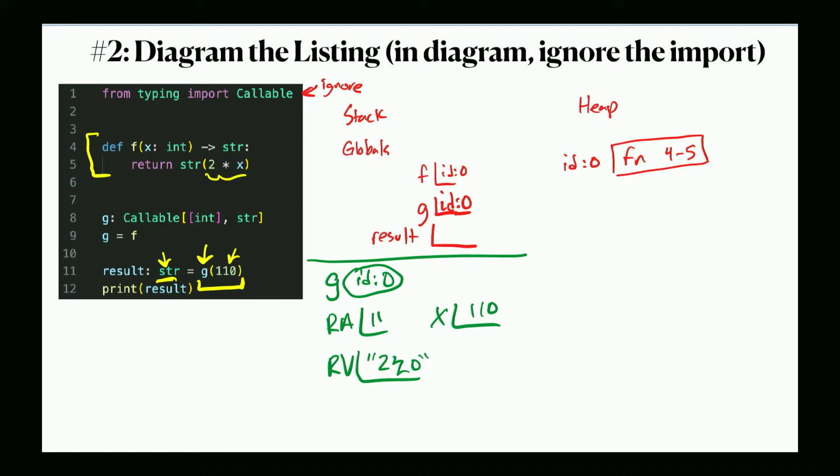That gets returned back to line 11. So let me clear out my notes here. So the string we evaluated to 220 gets returned to line 11, where this function call to g occurred. And now we're saying assign that to result. So now result is 220. And of course, the output would be 220.